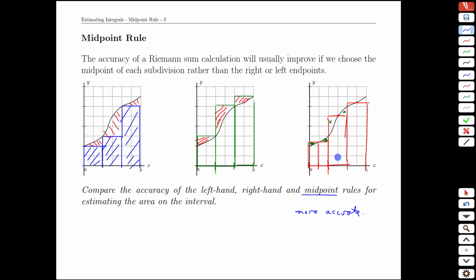And notice we would get something more accurate by just being more clever about how we build our heights. We're still going to use 3 rectangles, so we're still going to do 3 height times width calculations. And that's what we mean by efficiency. Same amount of work, but higher accuracy, almost for free.